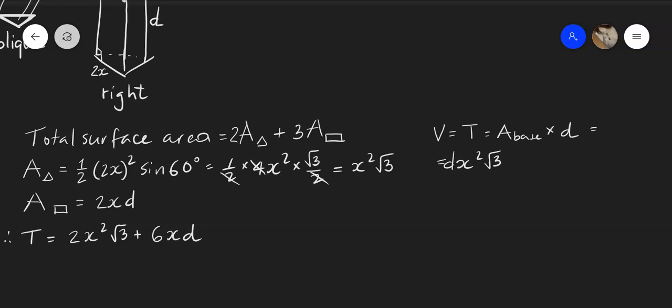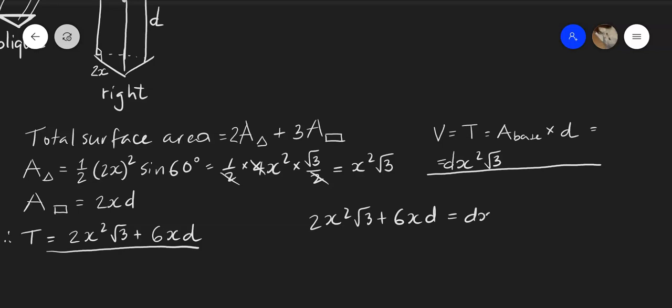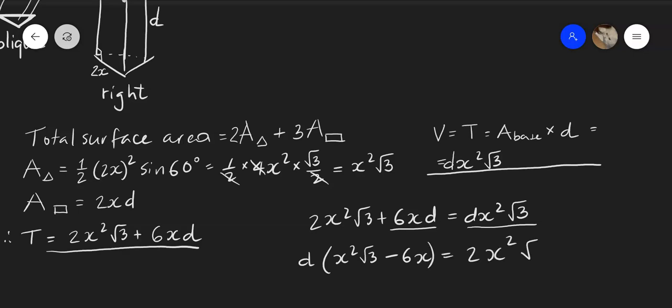So now we have two equations that express T in terms of x. This is the first one, and this is the second equation. So we can therefore equate 2x squared root 3 plus 6xd to dx squared root 3. The task is to express d in terms of x. So I'm going to combine the like terms. The like terms are the ones that contain d. So if I take d as the common factor, in the brackets I have x squared root 3 minus 6x equals 2x squared root 3.